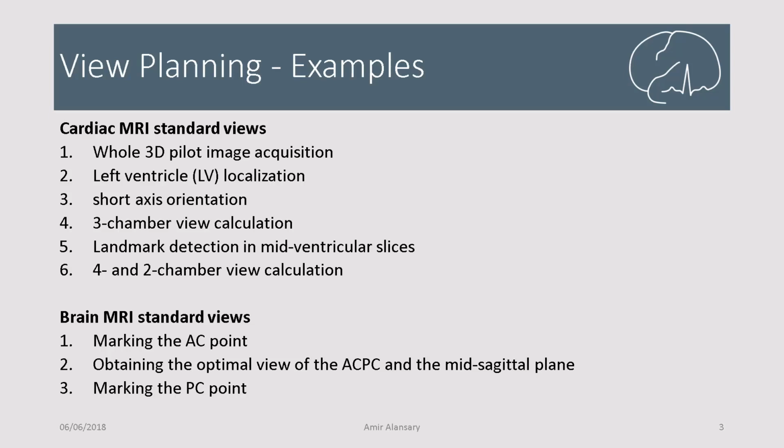Similarly, but even easier than the cardiac, in brain MRI, to define the axial plane, you need the anterior commissure point and the posterior commissure point, where you actually define the mid-sagittal plane based on the AC-PC line. And this includes landmark or manual interaction as well. So we can automate this method. This is what we try to do here.